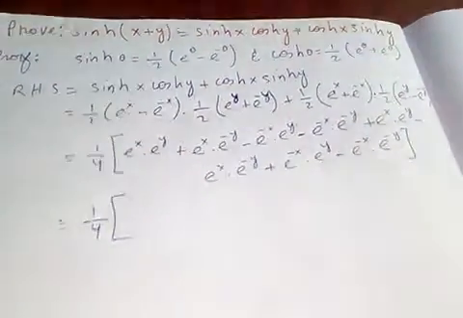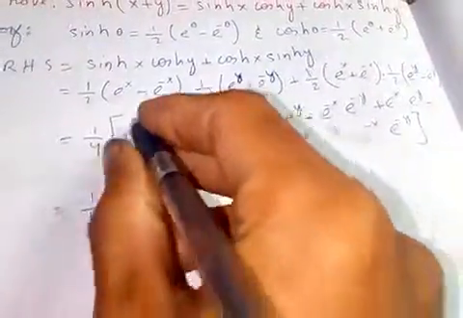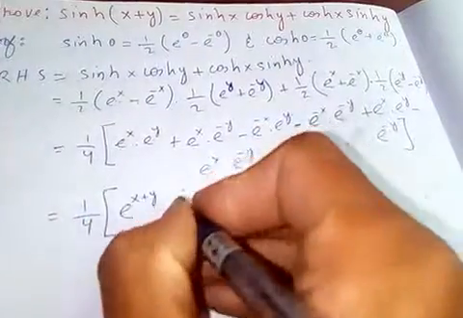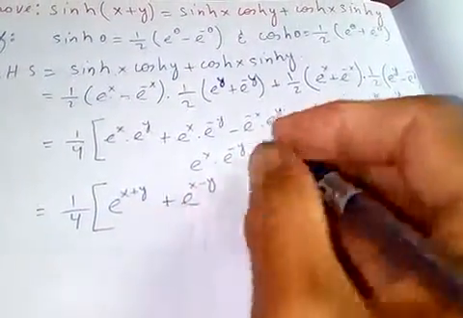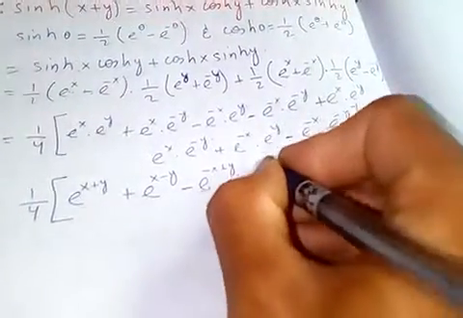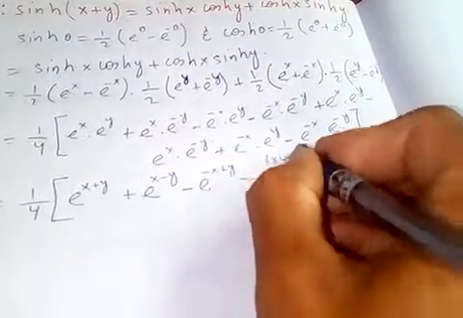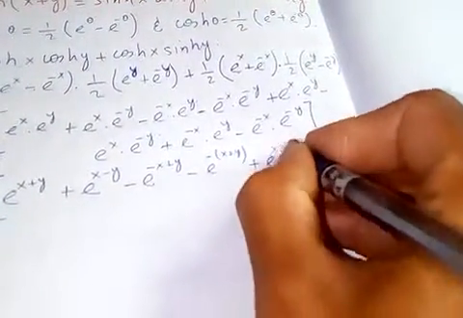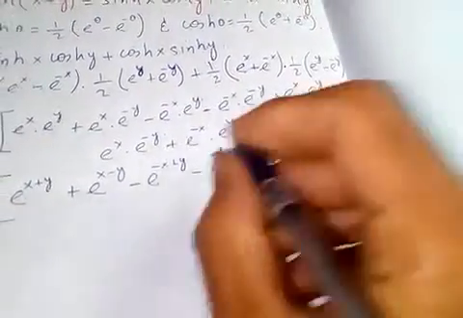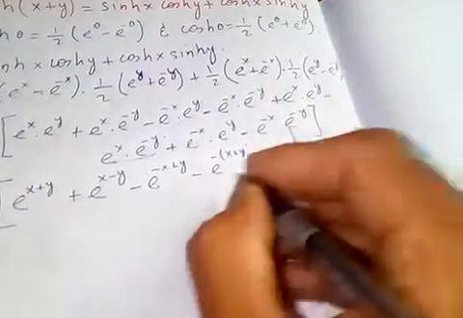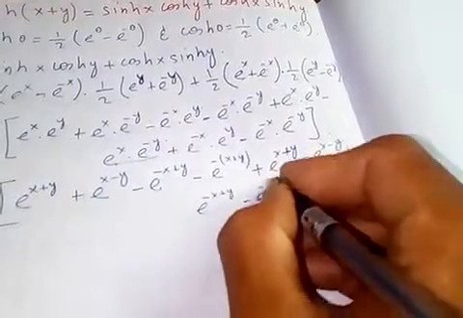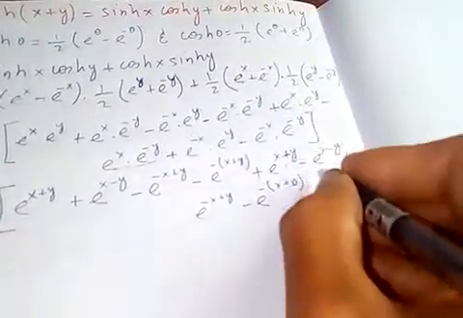So from the law of indices, we know that same base with different powers means the powers should be added. So this plus e to the x minus y, minus e to the negative x plus y, minus e to the negative x minus y, here let's take minus common, plus e to the x plus y, minus e to the x minus y, this one, plus this two, e to the negative x plus y, minus e to the negative x plus y, this one.